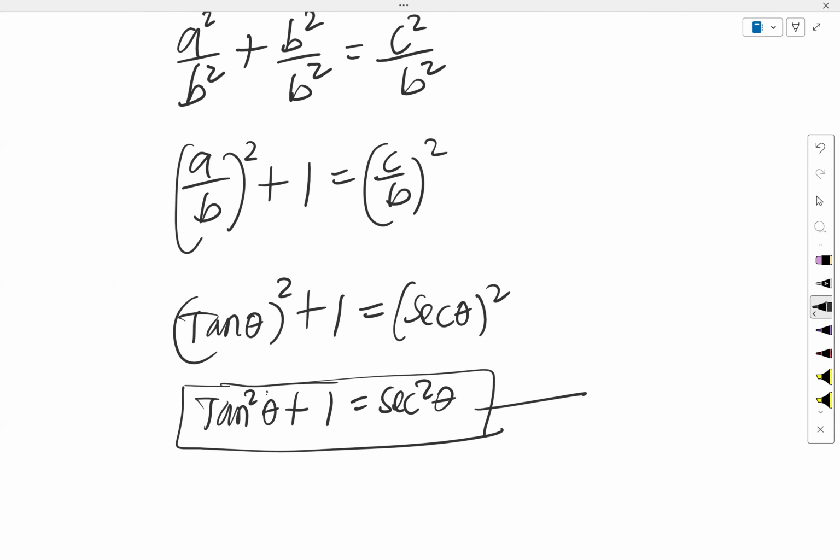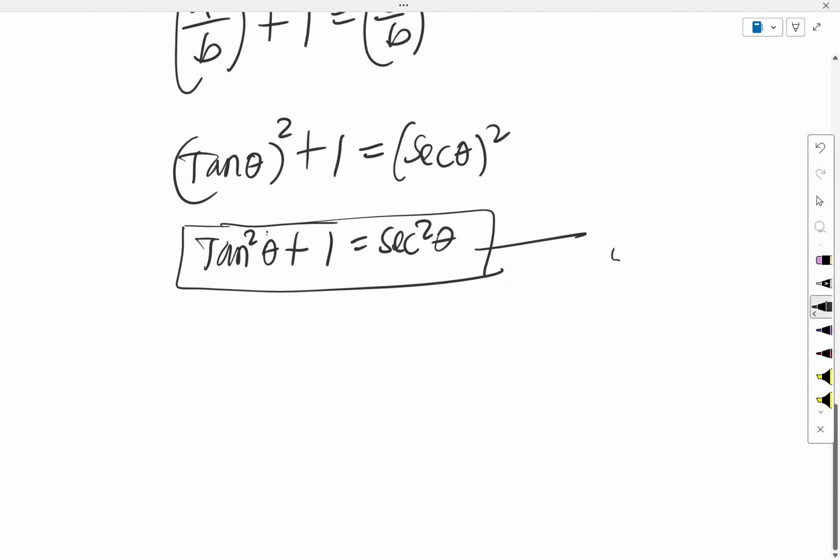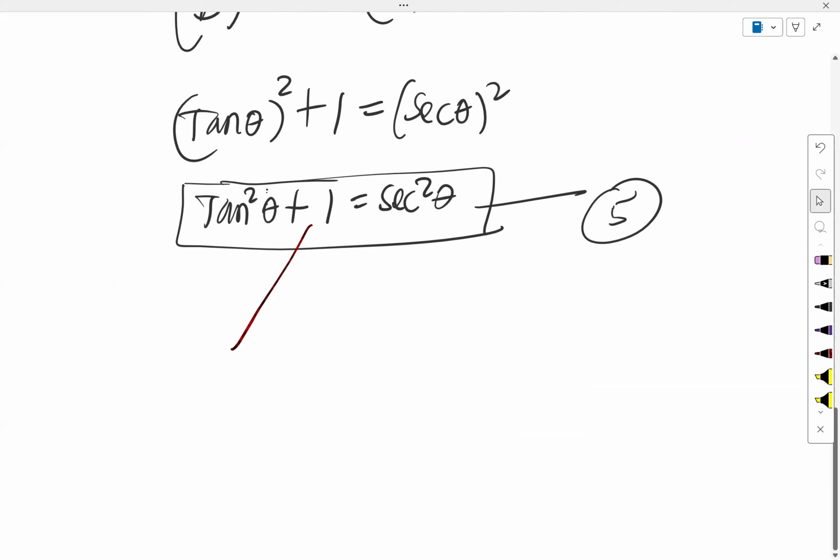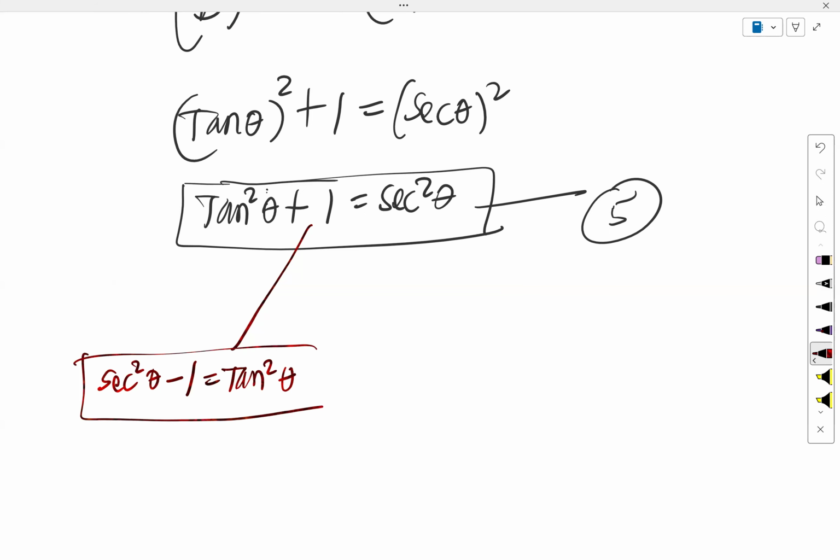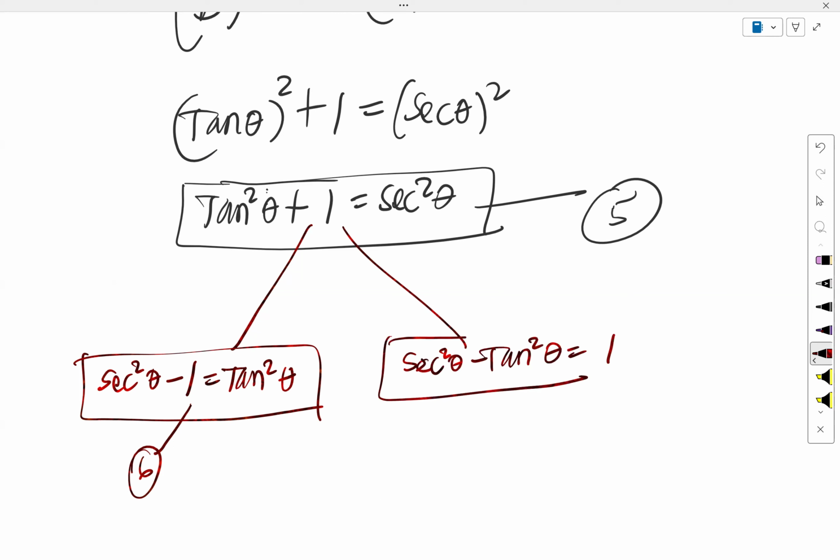So you can call this equation 5. And from here, we can get other identities. You need to understand here that sec squared theta minus 1 is equal to tan squared theta, that's a useful thing. You can call this equation 6. And then still from here, you can say that sec squared theta minus tan squared theta is equal to 1. This is another very important one. Call that equation 7, if you will. So these are very useful identities you can play with in your trig journey.